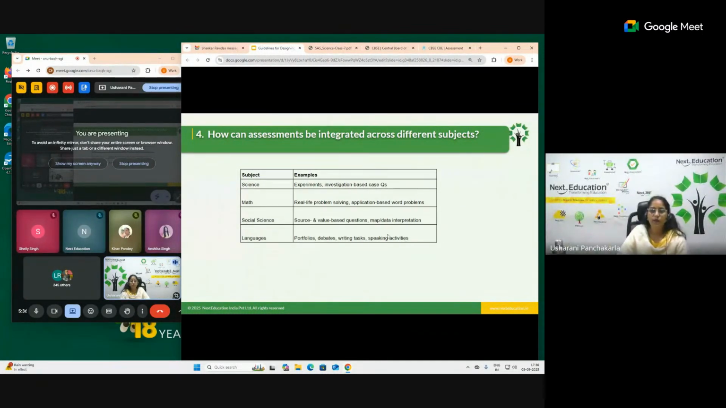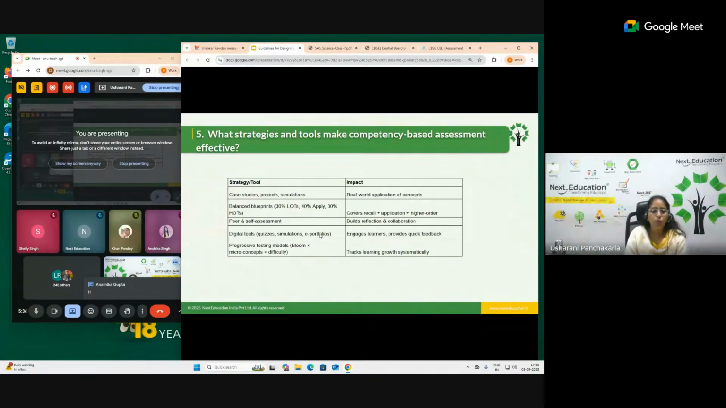Okay, so this is about how assessments can be integrated across subjects, because you don't follow the same phenomena across all the subjects. Now coming to the next one: what strategies and tools make competency based assessment more effective? When it comes to strategies, as I said, already discussed in the previous slide, there are case studies, projects and simulations, which have real world application of concepts, right?